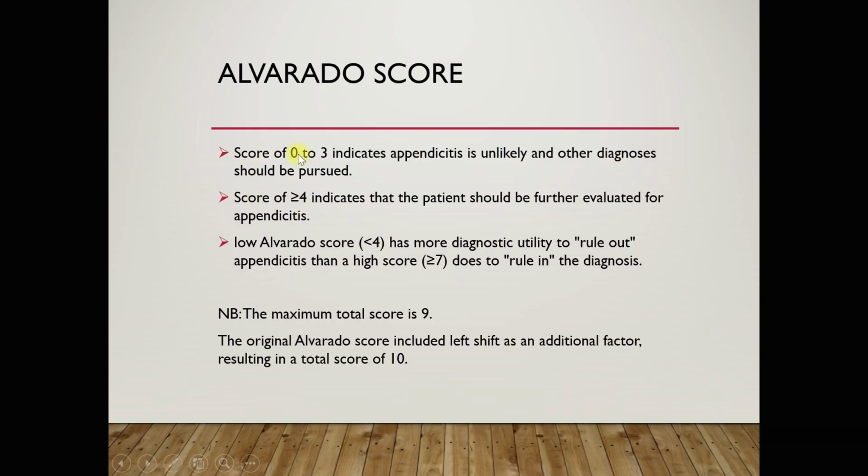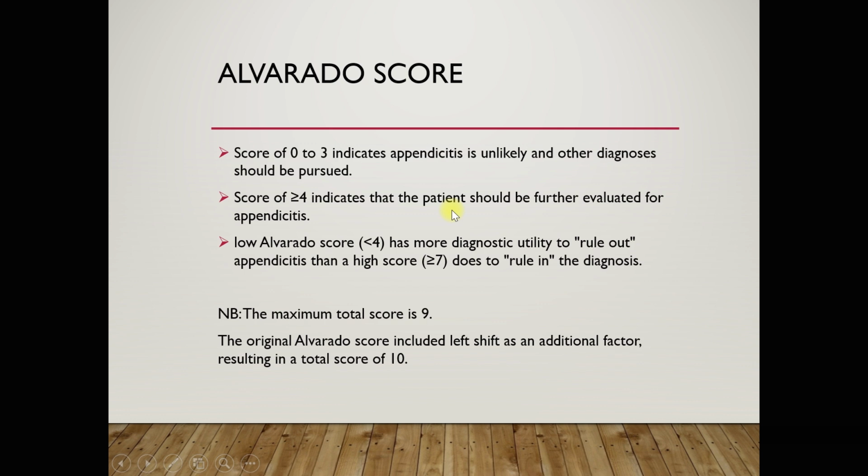A score of 0 to 3 indicates appendicitis is unlikely and other diagnoses should be pursued. We have listed the differential diagnosis for acute appendicitis. So if the score is 3 or below, we have to suspect a differential diagnosis. And if the score is 4 and above, it indicates that the patient should be further evaluated for appendicitis or should have other diagnostic modalities to reach the diagnosis, like imaging.